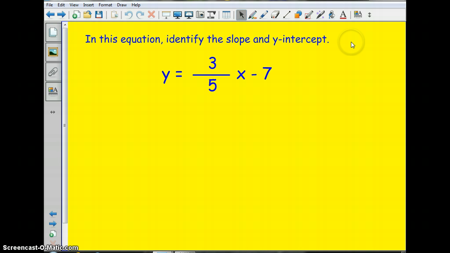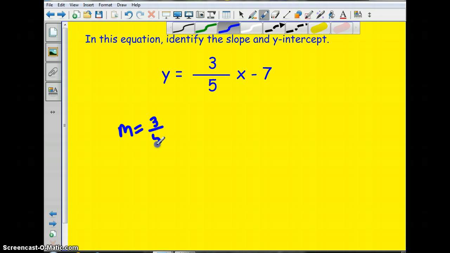So in this equation, identify the slope and the y-intercept. So we have y equals 3 over 5 x minus 7. Which one's the m and which one is the b? Well, m would be 3/5 and b is going to be negative 7 because there's a minus sign in front here. You can change it to plus and negative if you would like to. And there's your slope, 3/5, and your y-intercept is negative 7.